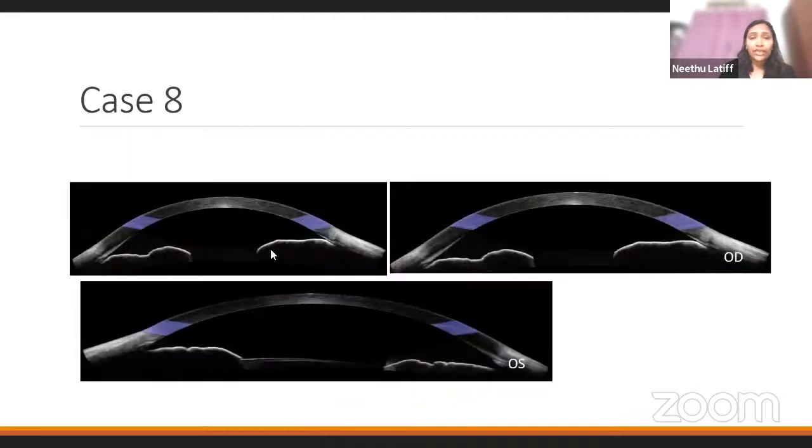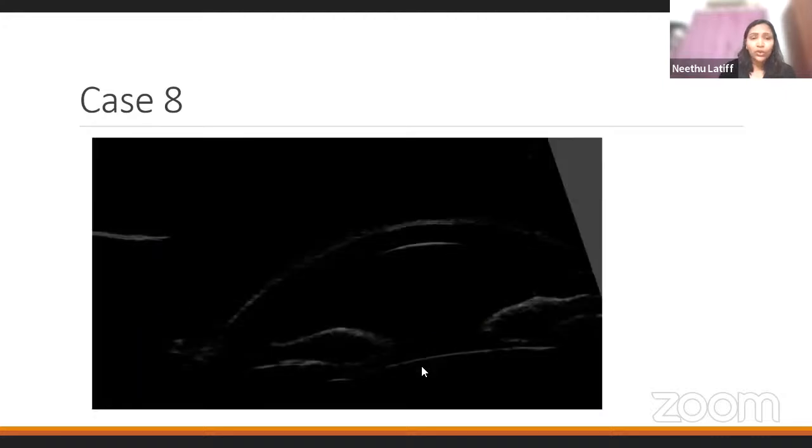So we did an AS-OCT, and you can compare it with the left eye AS-OCT. The iris appears more thickened in the right eye than the left eye. A UBM is also done.